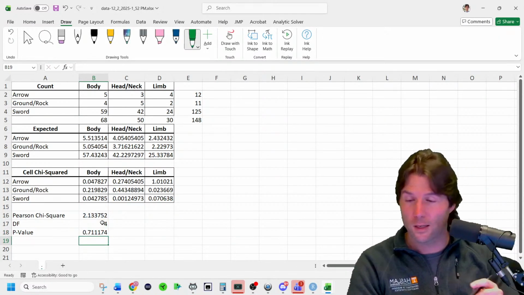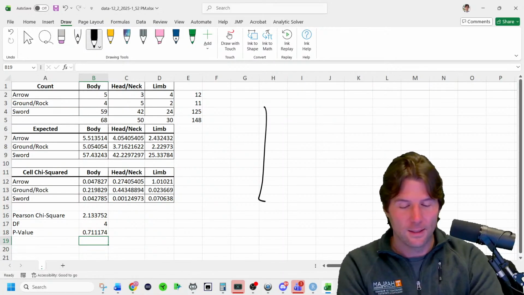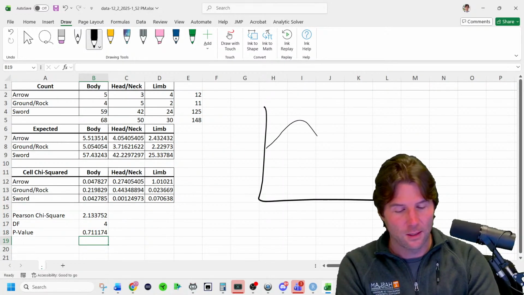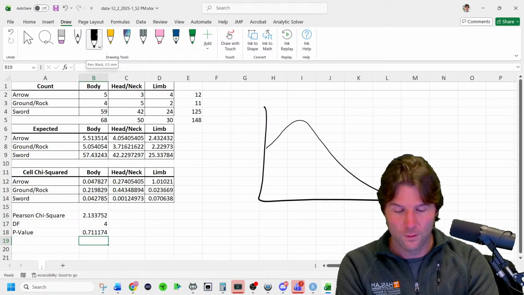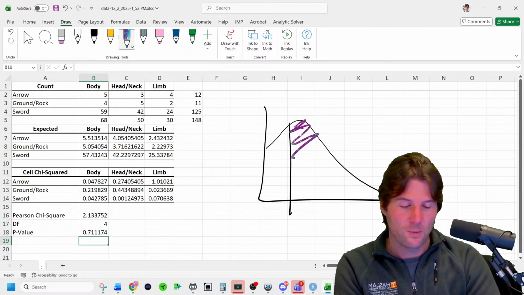Ooh, got kind of close. And it's going to look something like this, and we're going to be over here. There we go. Space pen.